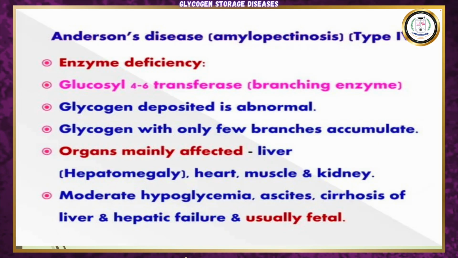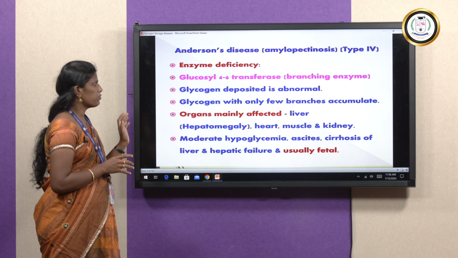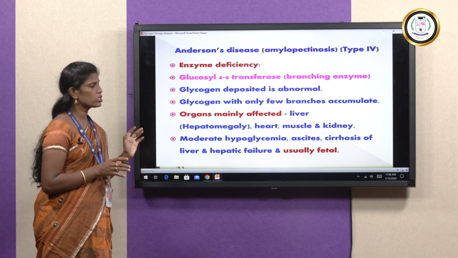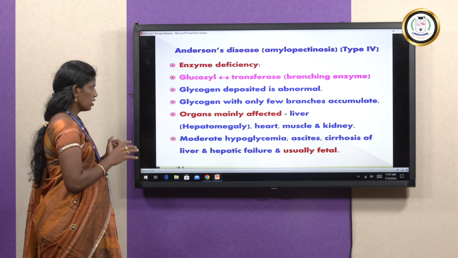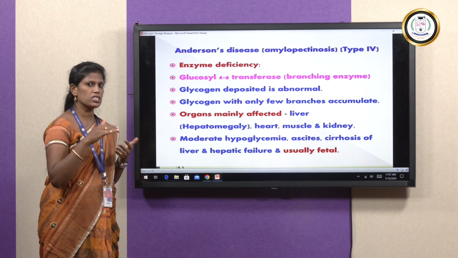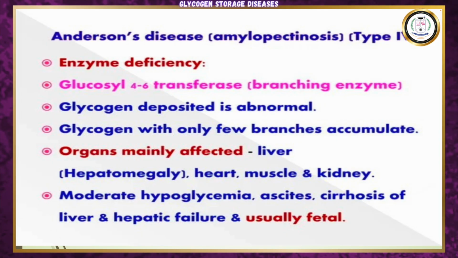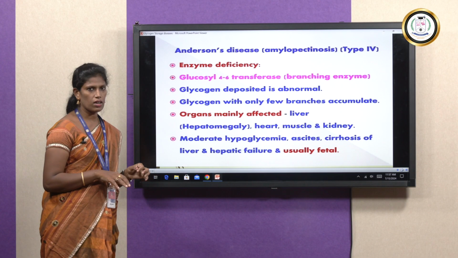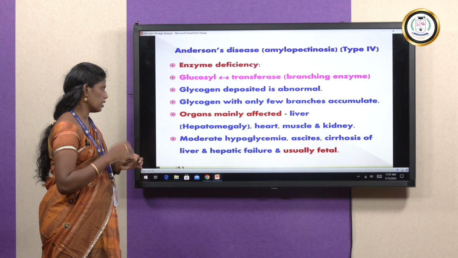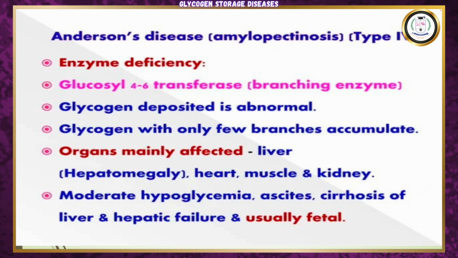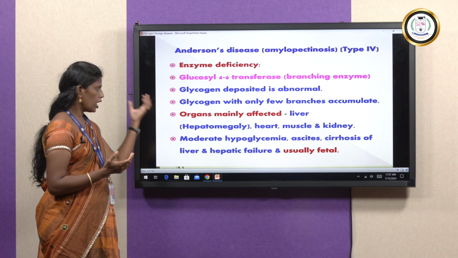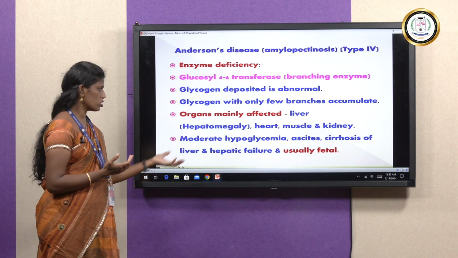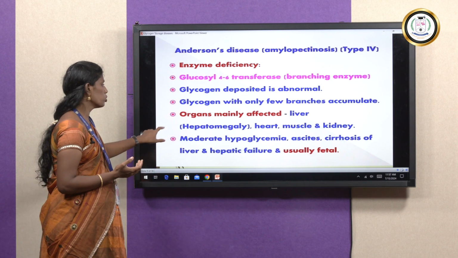Type 4, Andersen disease, is also called amylopectinosis. The enzyme deficiency of the disease is glucosyl 4,6 transferase. So the glycogen deposited is abnormal; glycogen with only a few branches is accumulated. The main organs affected are liver, heart, muscle and kidney. The clinical symptoms are hepatomegaly, due to enlargement of the liver. Other than that, hypoglycemia, cirrhosis of the liver and hepatic failure, usually fatal.